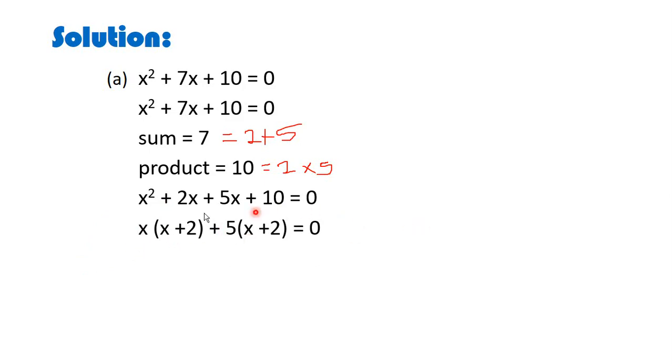So that's what we shall have. When you multiply this, you come back here. If I multiply this, x times x is x squared, x times 2 is 2x, 5 times x is 5x, 5 times 2 is 10, is equal to 0. So this equation is the same as this. We are not changing anything. We are just trying to factorize here. Now, after that, we shall again factorize this.